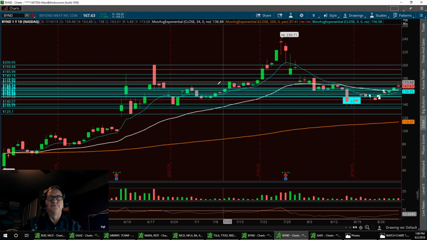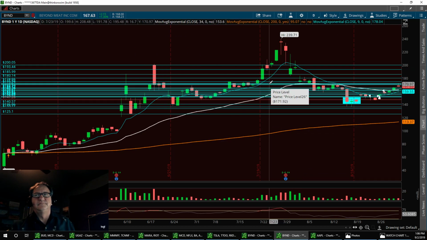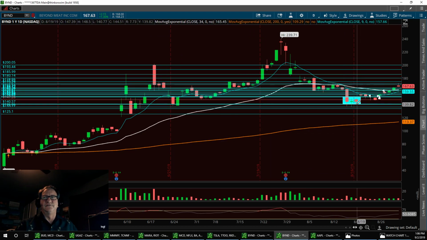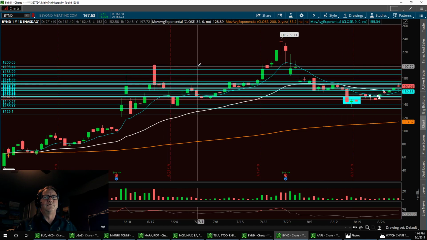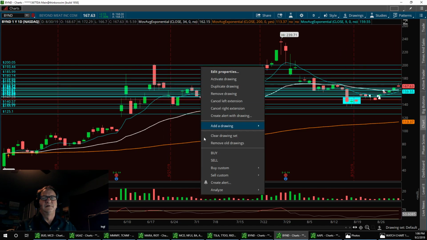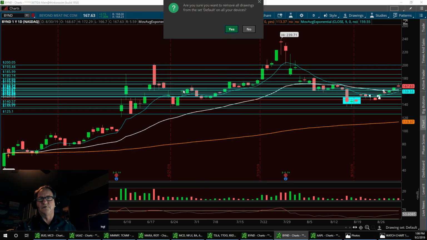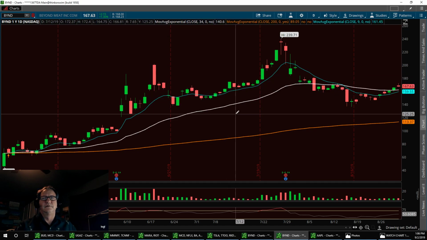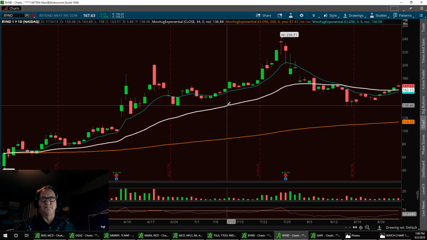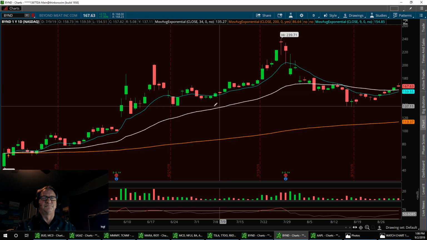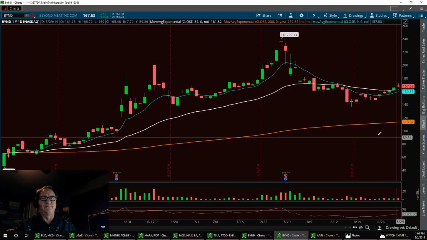And here's another one that I got pretty well taped up. Called this little support back here a couple weeks ago when I had that pullback. So I'm going to erase all these lines. This is one that hasn't been out very long. Clear drawing set. We've had a couple places now where we've pulled back to support level. I'm looking for a pivot point.